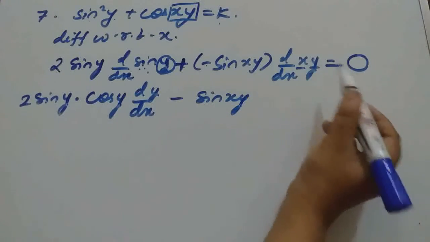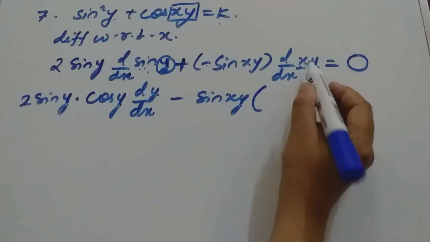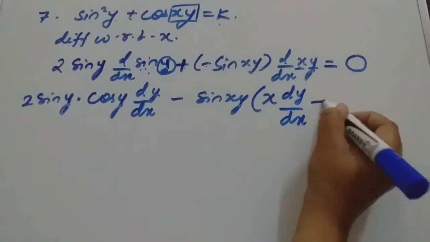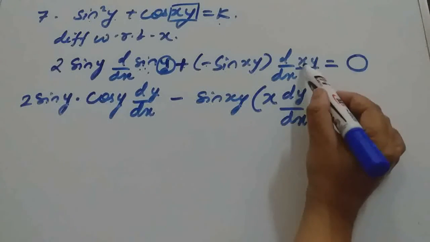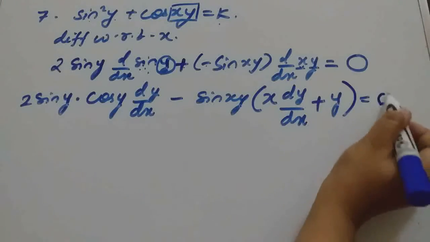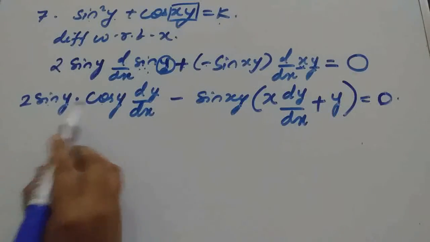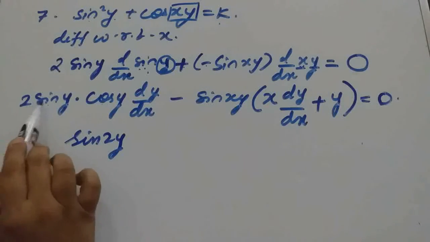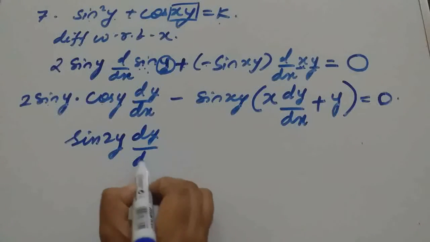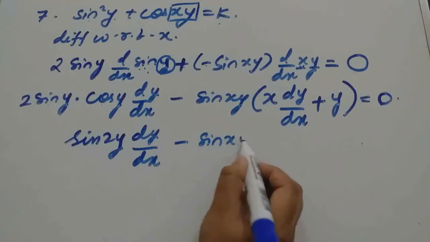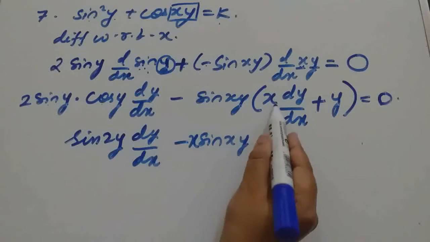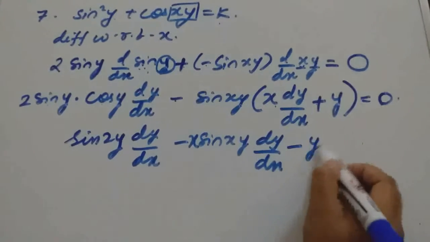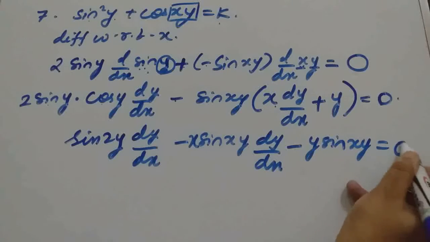This is the product rule. See, two functions are in product, so this we can write in brackets, first function as it is, derivative of the second, plus second function as it is, derivative of the first will be 1 only, so I am not writing, equal to 0. 2 sine y cos y, we can write sine 2y, isn't it, that half angle formula, 2 sine theta cos theta, dy by dx, minus sine xy, open the bracket, so this x will come here, x sine xy dy by dx, minus plus minus y sine xy equals to 0.